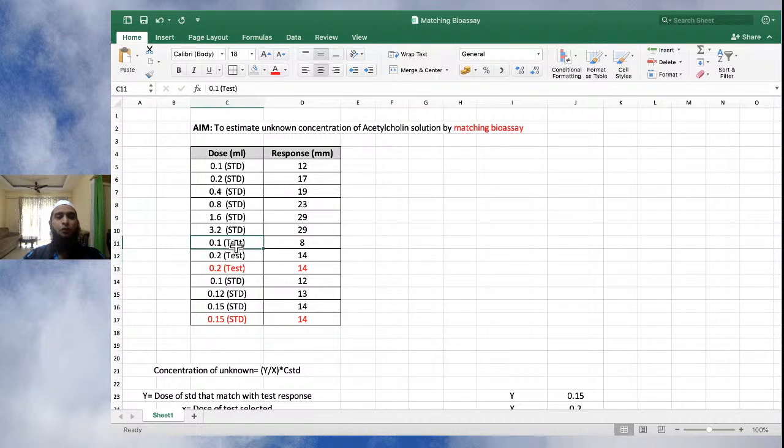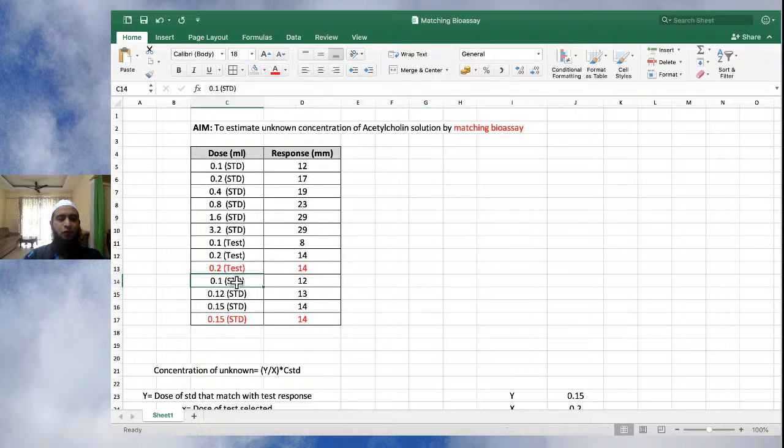Now we have given different doses of the test. A 0.1 dose of test we have given, we got the response 8 mm, isn't it? 0.2 dose of test we have given, we got the response of 14 mm, and this response was bigger than 0.1. So we have selected the response of the test that is 14 mm, that is falling in between the DRC. I have highlighted that in red so that you can identify.